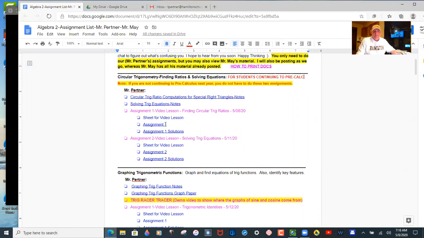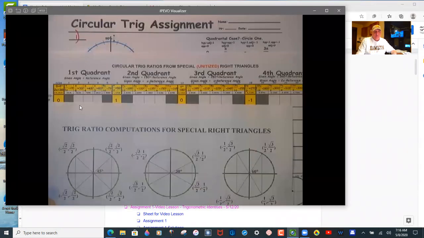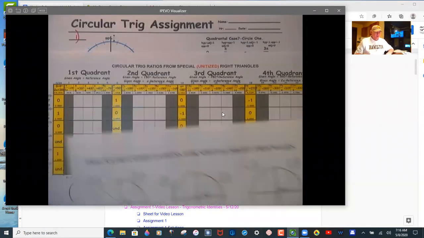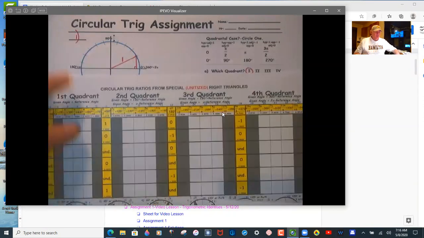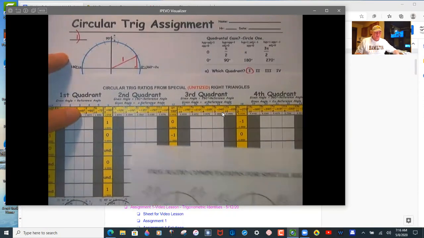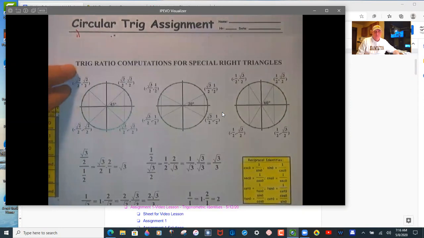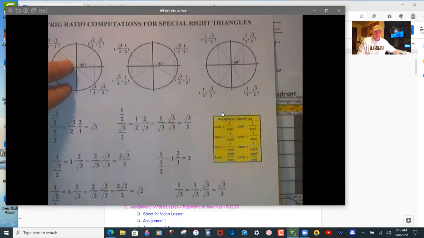It's kind of a little mini project for next year, and you can save this. I'll put my overhead up here. But these are the actually two things. You'll have both of these in the assignment document and then this trig ratio computations page of notes.